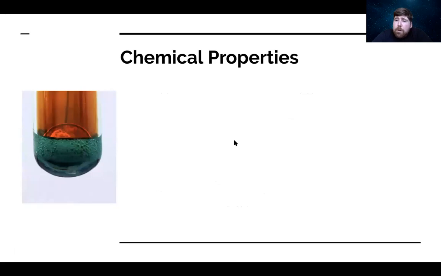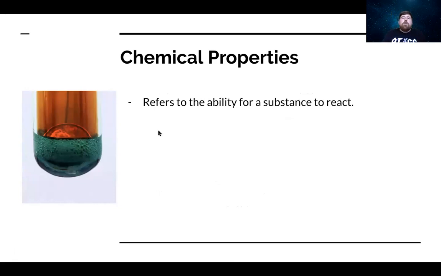As far as chemical properties go, the identity of the substance does change. Chemical properties refer to the ability for a chemical to react. Oftentimes, we'll say something along the lines of copper, as we see in our penny example over on the left-hand side, reacts with nitric acid. This produces a beautiful blue copper nitrate solution along with nitrogen dioxide, which is the brown gas above.